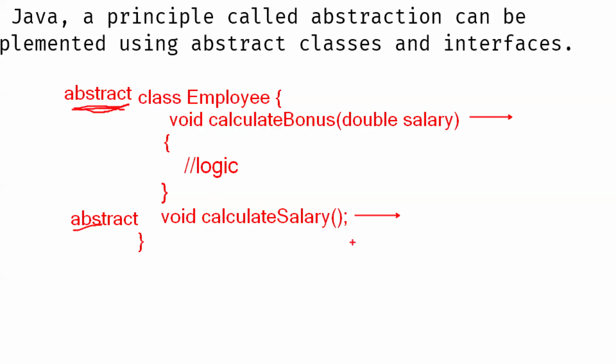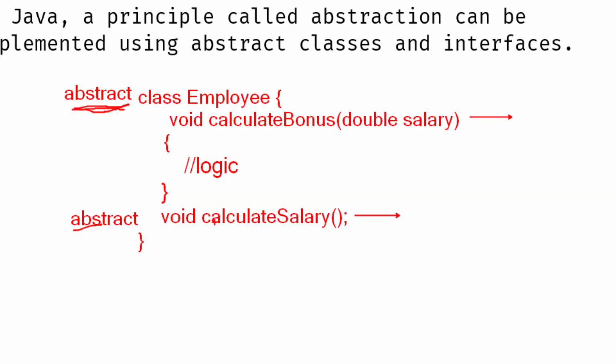So the abstract keyword we can use for a class, and the abstract keyword we can use for a method. But we don't have an abstract variable. That's important. The abstract keyword could be used for two things: classes and methods.